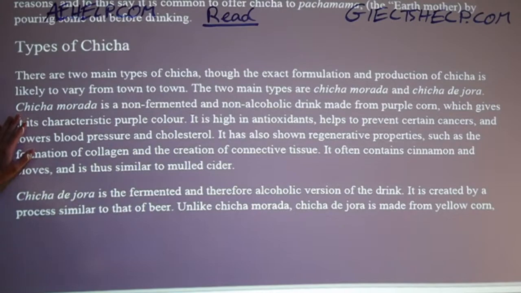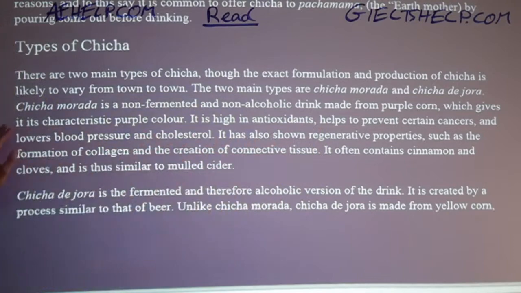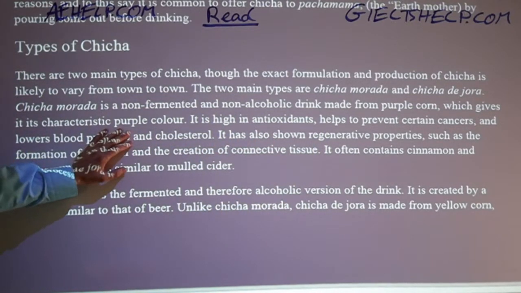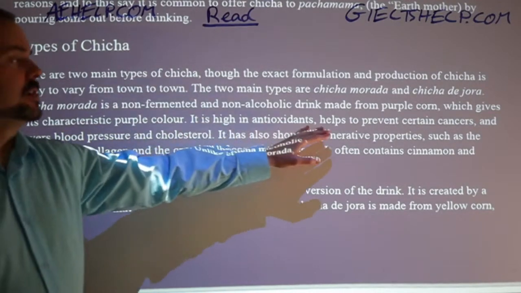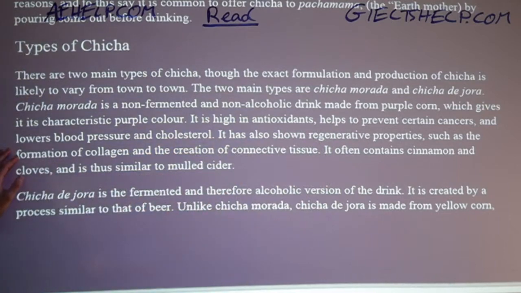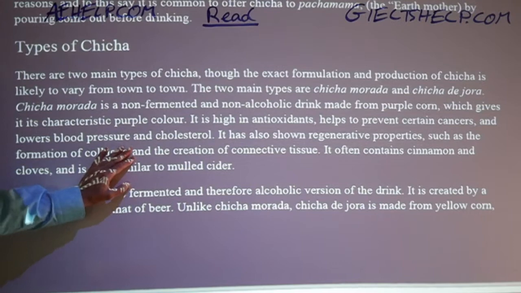Chica morada is a non-fermented and non-alcoholic drink made from purple corn, which gives it its characteristic purple color. Visualize. It is high in antioxidants, helps to prevent certain cancers, and lowers blood pressure and cholesterol. So it is healthy.